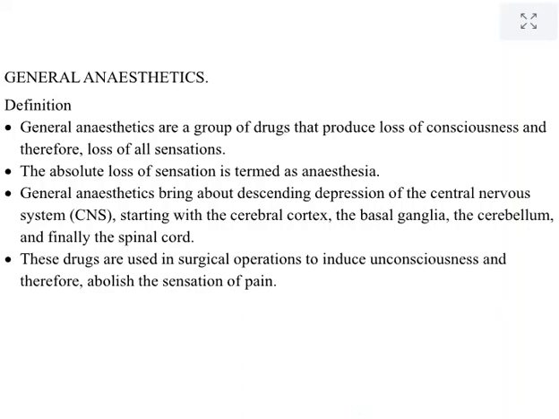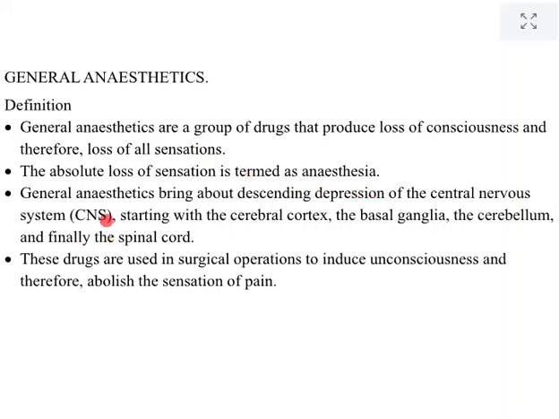Definition: general anesthetics are a group of drugs that produce loss of consciousness and therefore loss of all sensations. We are aware that general anesthetics are used in the theater, of course, when a patient requires surgery and needs to be unconscious. So they will bring about loss of consciousness and therefore loss of all sensations. The absolute loss of sensation is termed anesthesia.